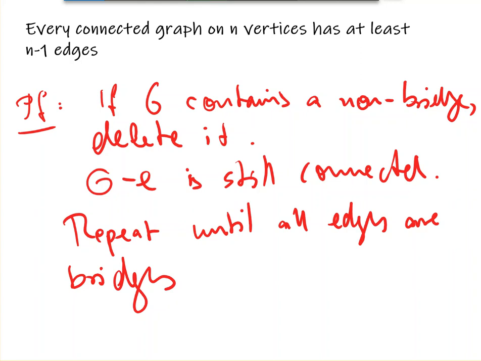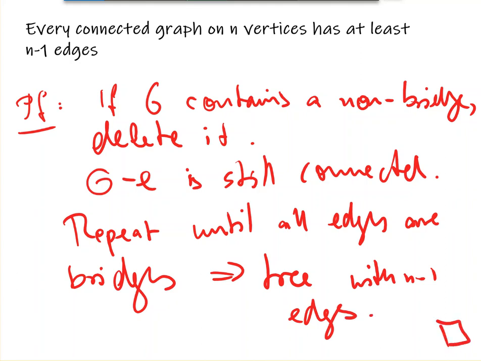And if my graph is connected and has only bridges, it's a tree. And this tree has n minus 1 edges. And we're done. So this is actually a much easier proof than the proof in the book. And it doesn't really require setting up an induction or so. This is more algorithmic like that.